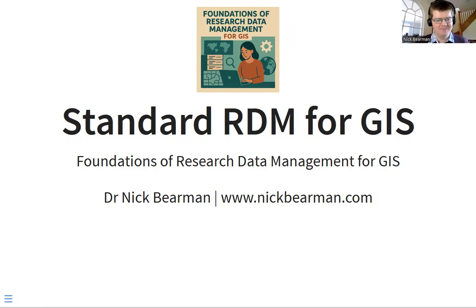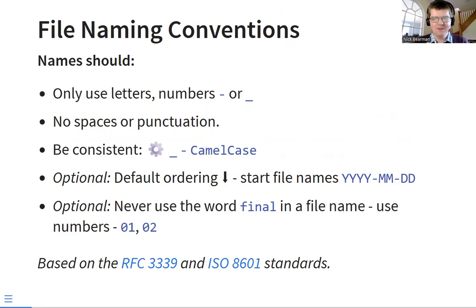Let's dive straight in. To kick off with file naming conventions, it's really important to have consistent file naming conventions. There are some good rules that it's good to follow. Firstly, stick with only letters, numbers, hyphens or underscores in your file names. So no spaces, no punctuation, nothing like that. And then whatever format you use, be consistent. Consistency is key for this sort of thing, even if that's just consistency within one specific project.